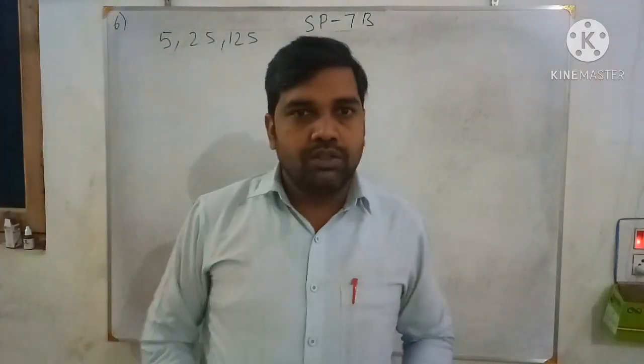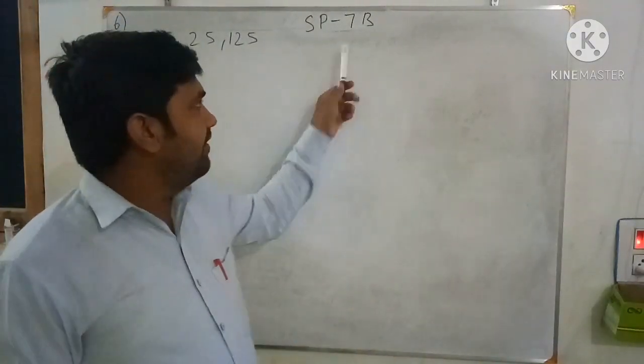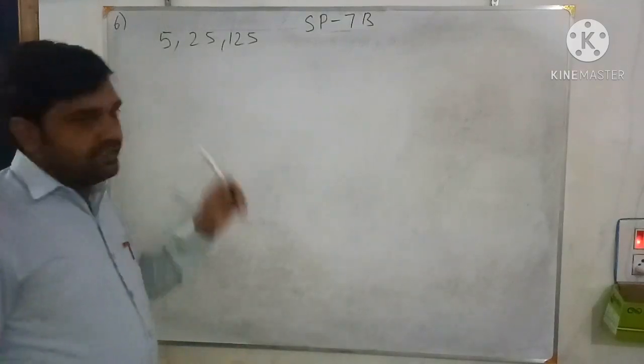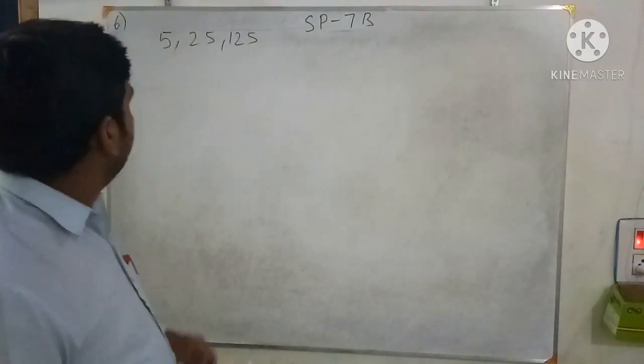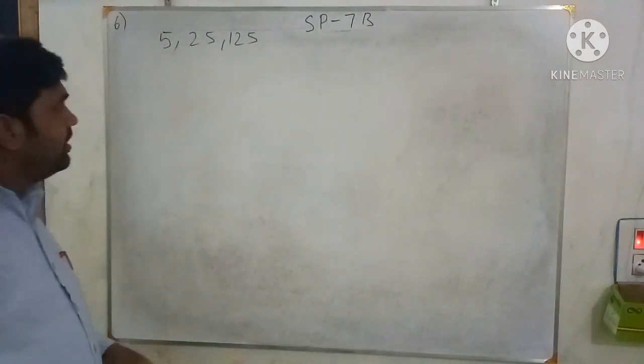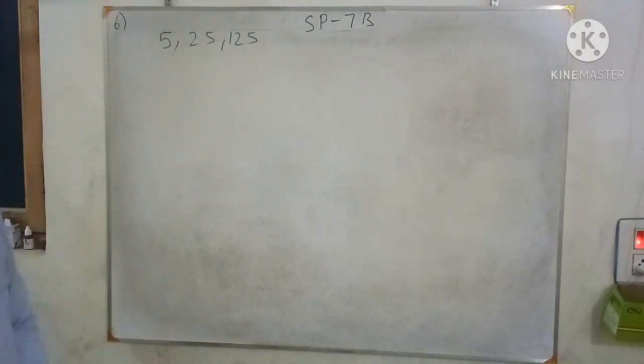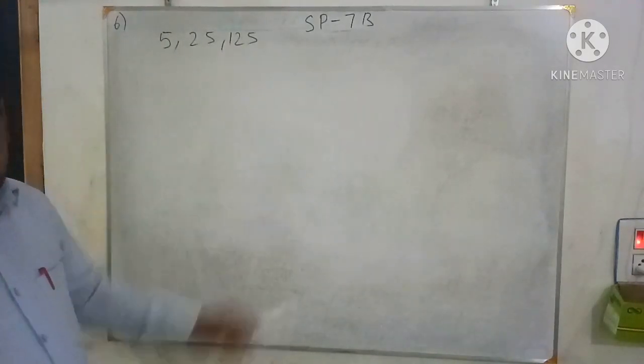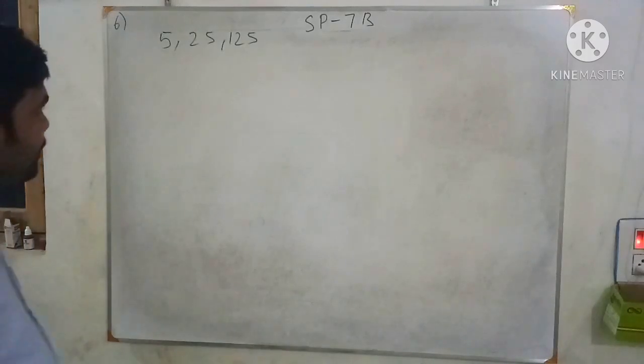Hello students, so today we will continue self practice 7b from question number 6. In the last class we solved questions 1 to 5. Now in question number 6, we have to show that 5, 25 and 125 are in continued proportion.